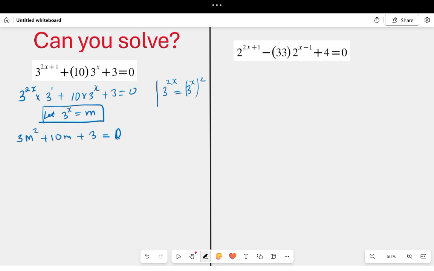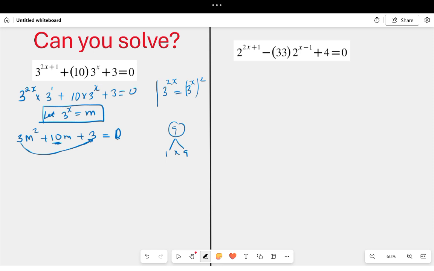Now, this is clearly a quadratic equation, so we are going to look for two numbers. When we add, we get 10, but when we multiply these two numbers, we are supposed to get 9. 9 comes as a result of 3 times 3. But when we add, we should get 10. The numbers are actually 1 and 9. 1 times 9 gives you 9, but when you add, you get 10.